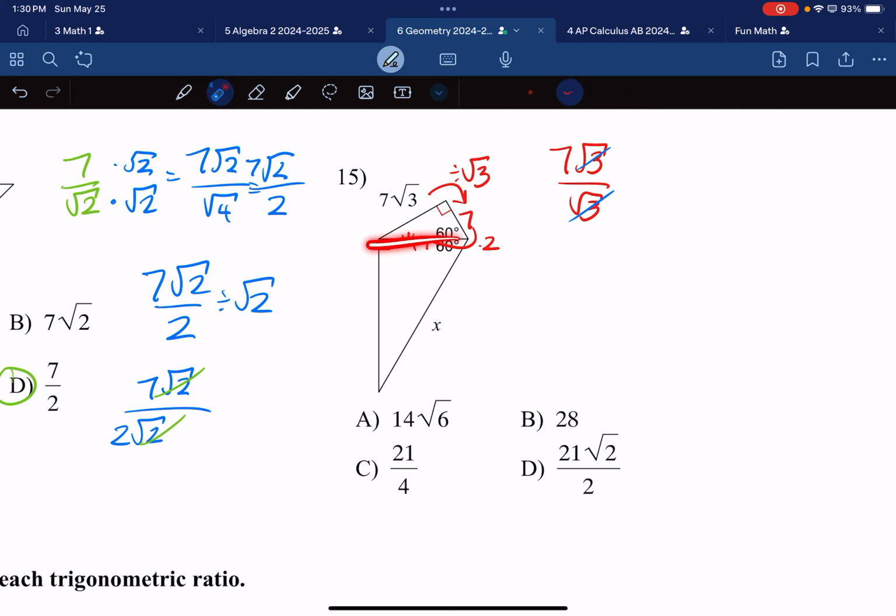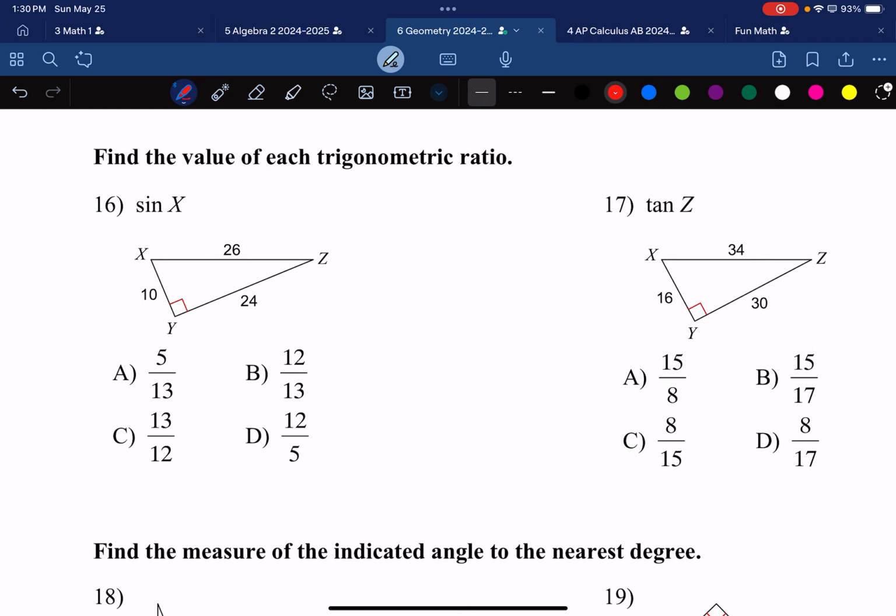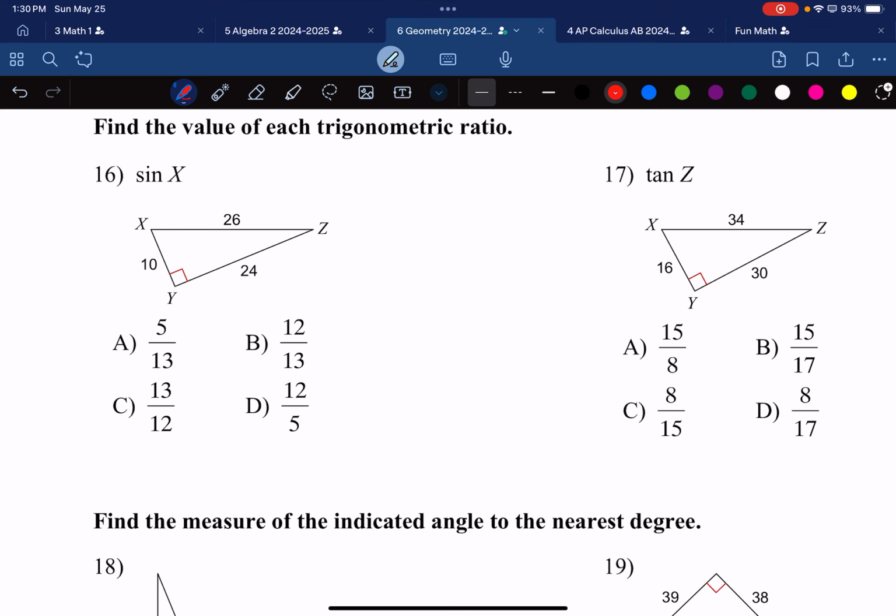Now that we have 14, we're going to move to the hypotenuse. To move from the short leg to the hypotenuse, just like we did over here, we're going to multiply by 2. So 14 over here times 2 is going to be 28. The correct answer is going to be B, 28. Number 16, sine. So this one is going to be helpful to remember. SOHCAHTOA.